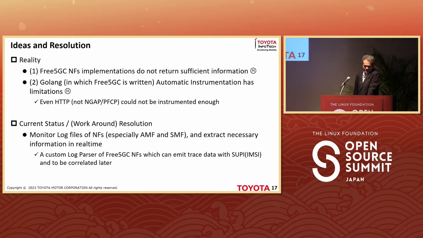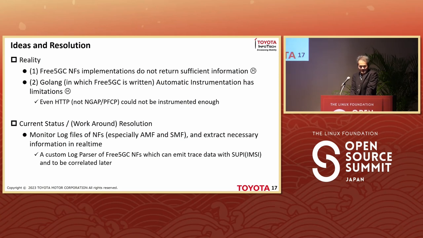The first one: Free5GC network function implementations do not return sufficient information, actually. And for the second one, the implementation we use is Free5GC, and this is written in the Go language, okay? And Go language automatic instrumentation has limitations, at least at this moment, and even the conventional HTTP context propagation didn't work. This was the reality.